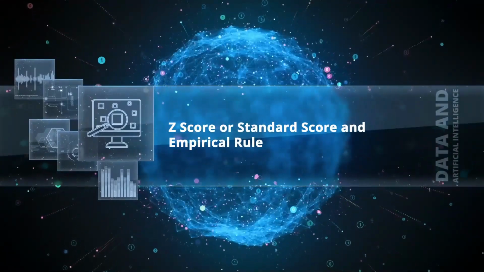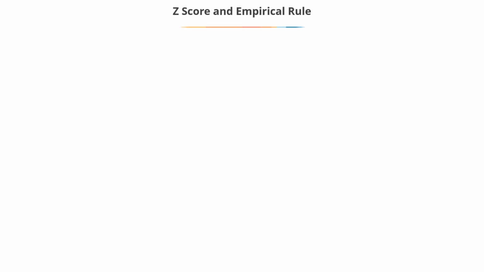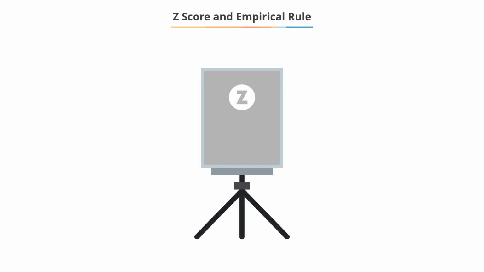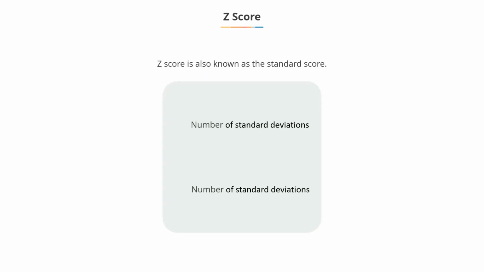Z-score or standard score and empirical rule. In this video, we will learn about Z-score and empirical rule. A Z-score, also known as a standard score, tells you the number of standard deviations a particular data value is above or below its arithmetic mean.